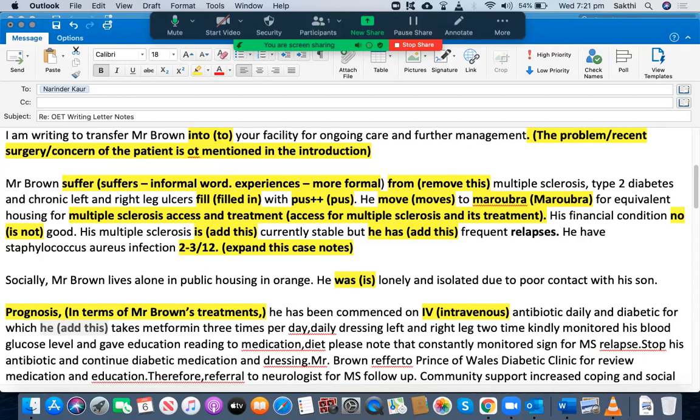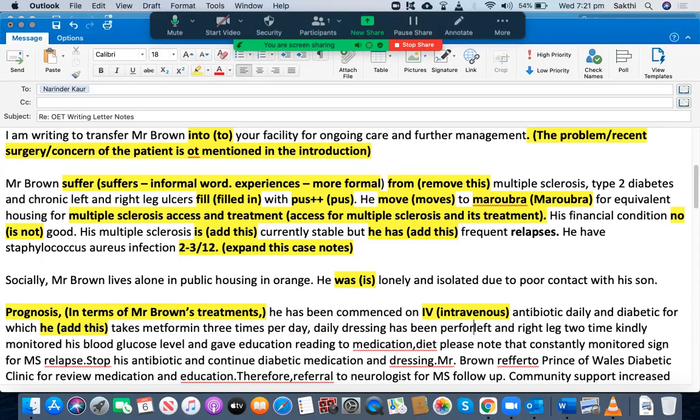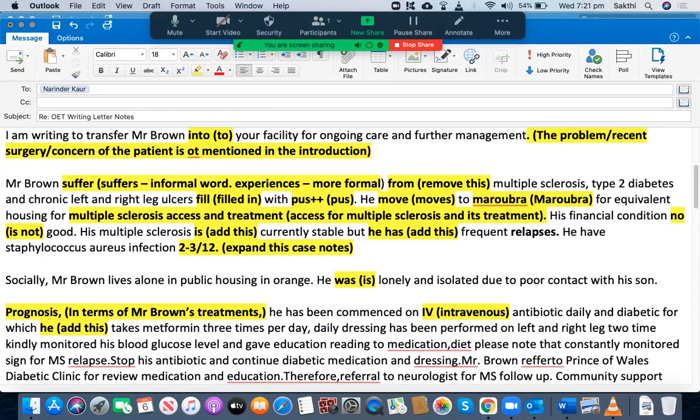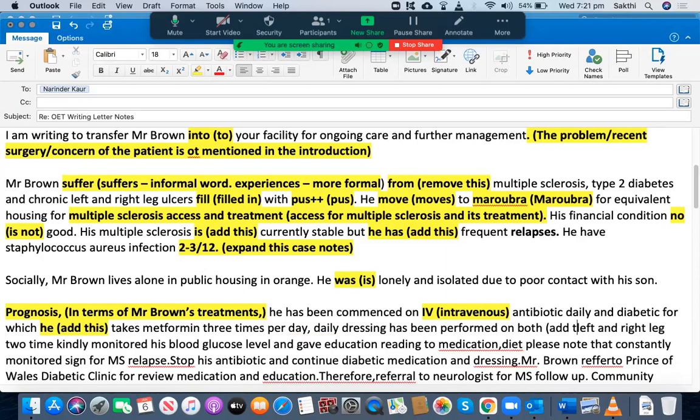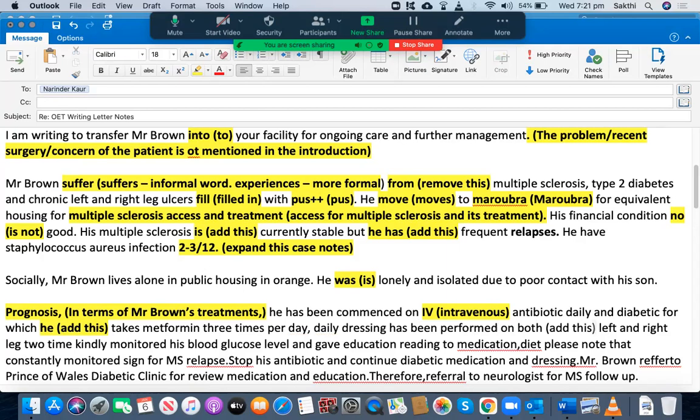And unfortunately, she hasn't written it down correctly. It's a diabetic. It doesn't make sense. The whole sentence needs to be rewritten. Okay, takes vitamin 3 times a day, 3 times per day. Daily dressing left and right leg. Okay, daily dressing has been performed on. Okay, both. So you should add this. Daily dressing has been performed on both.